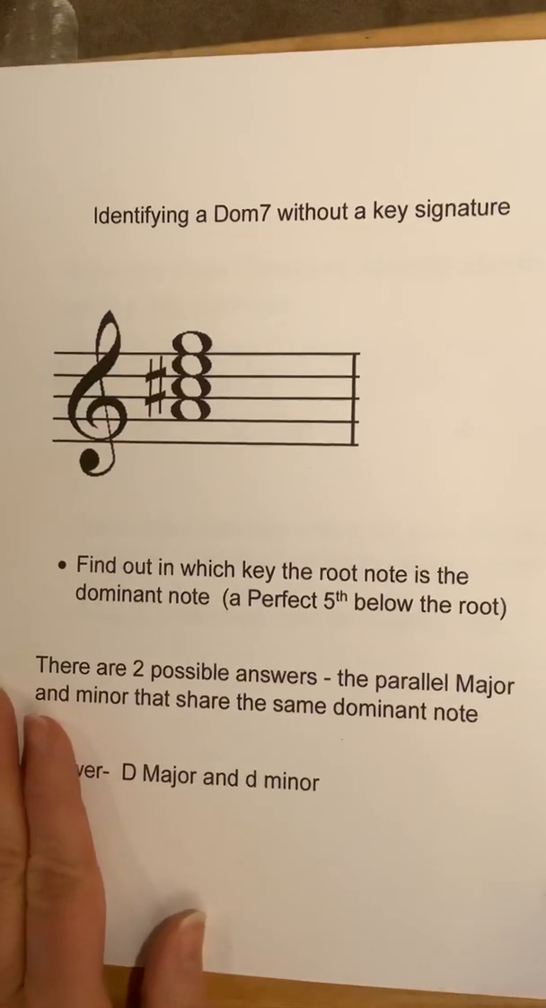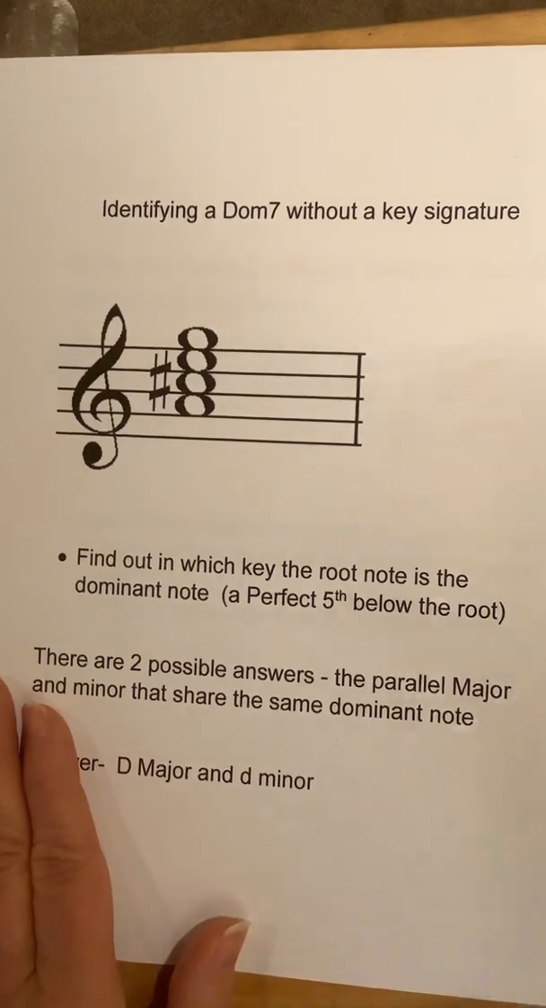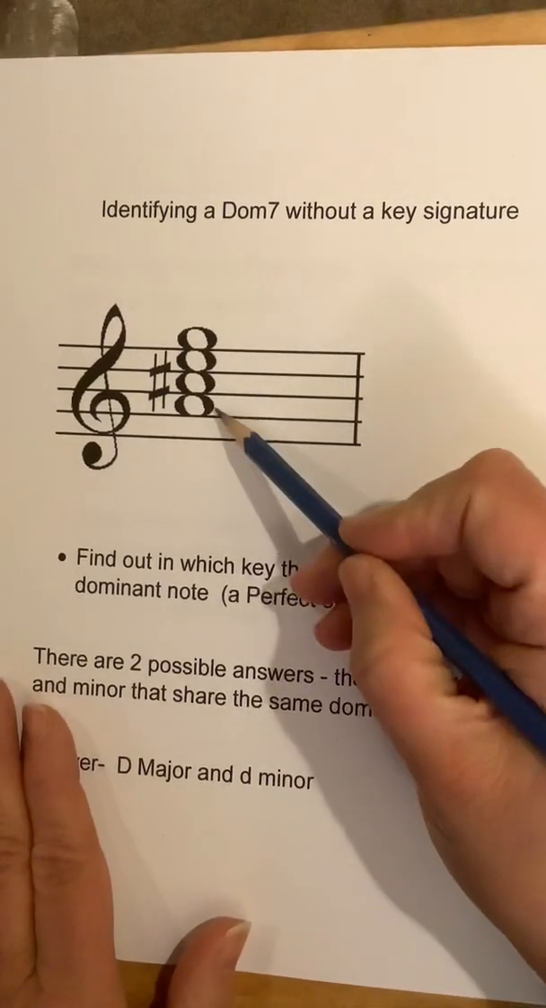Now, to identify a dominant 7th without using a key signature, like without having a key signature in it, you have to figure out, because that's sometimes what you're asked, what is this the dominant of?